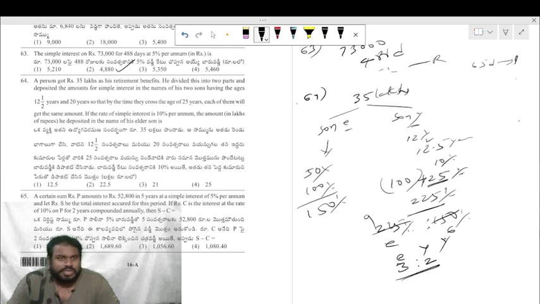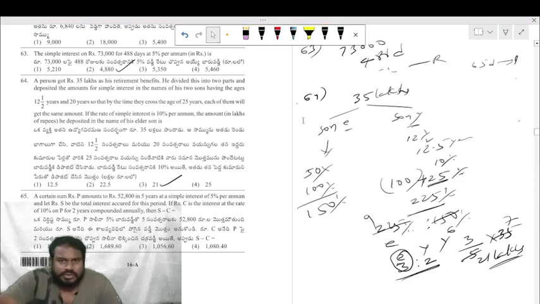But the question asks about the amount deposited in the name of his elder son. For the elder son it is 3 parts out of 5. Total is 35 lakhs, so 35 divided by 5 is 7, times 3 is 21 lakhs deposited for the elder son.